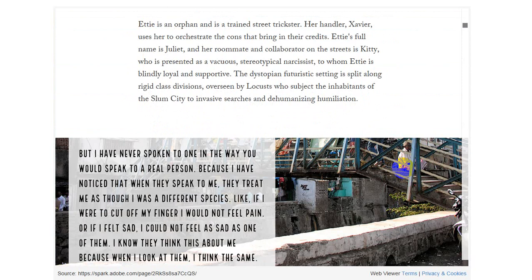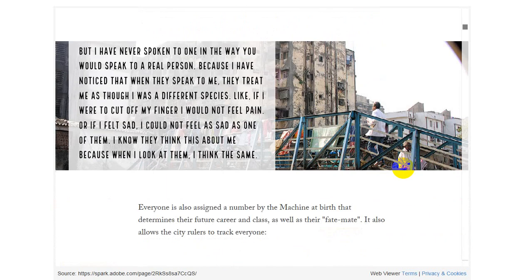So she is an orphan and a trained street trickster. The novel is set in a dystopian future, split along rigid class divisions and overseen by locusts. And Edyth is born into the poor of Slum City. She's an orphan, and she recognizes that she's dehumanized, and she's quite rebellious in the face of it.